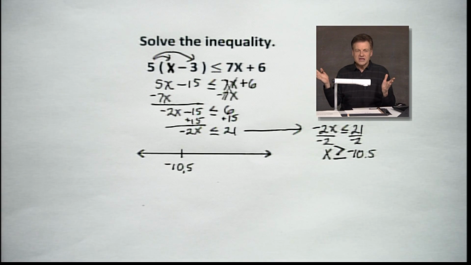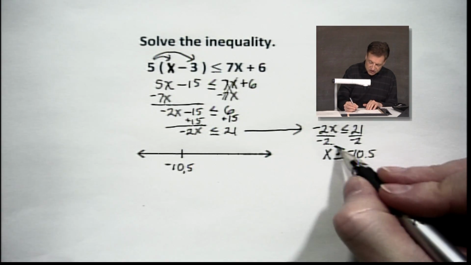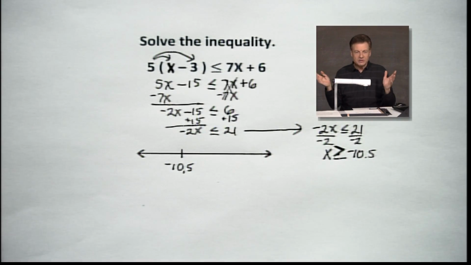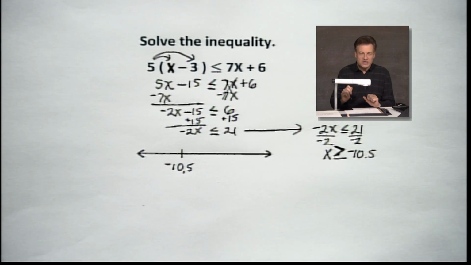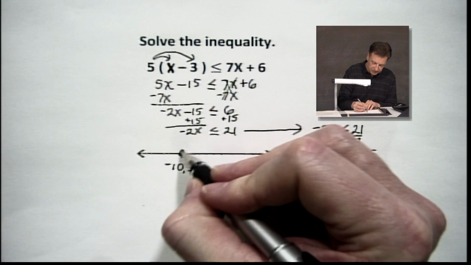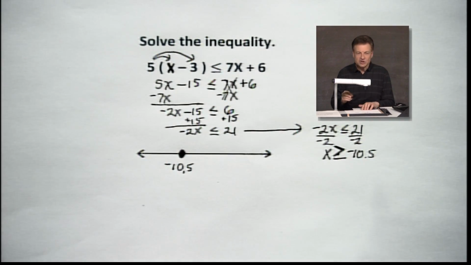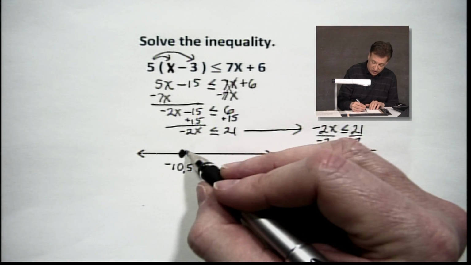Open or close, think about it. If we had just greater than, we would be leaving negative 10.5 open. But the way it's going to work here, we need to close it. And now it's pretty easy to figure out which way we're going to shade. We thought we were going to be shading to the left, but guess what happened? We divided by the negative. We shade to the right, because now it's a greater than situation.